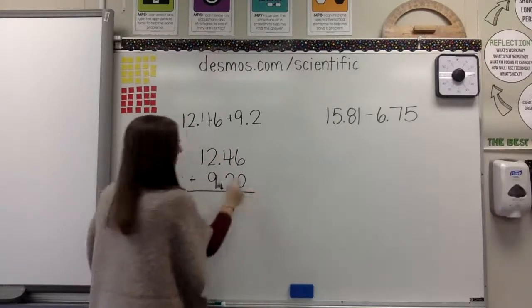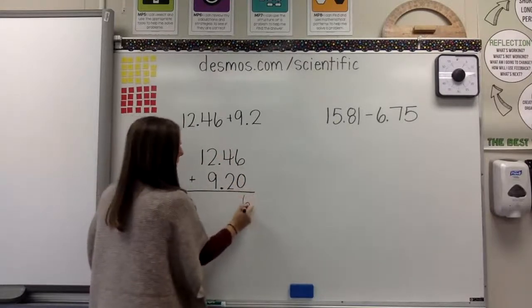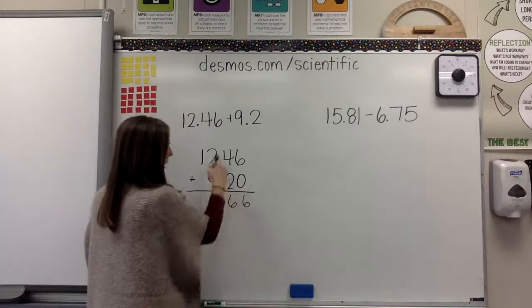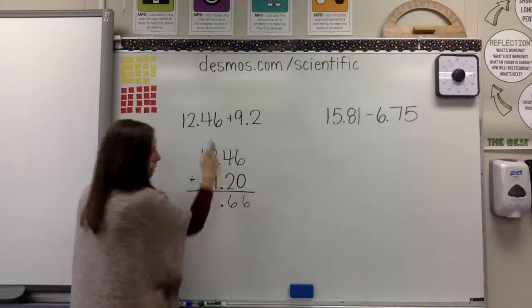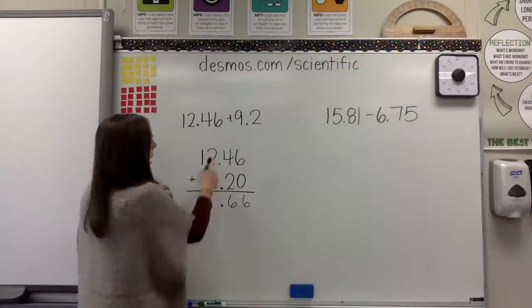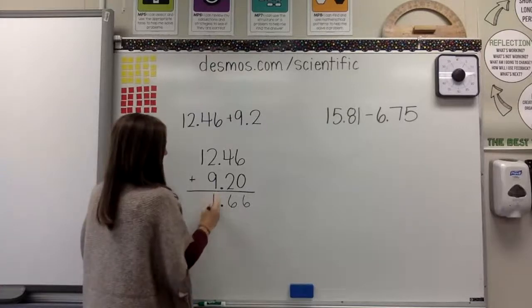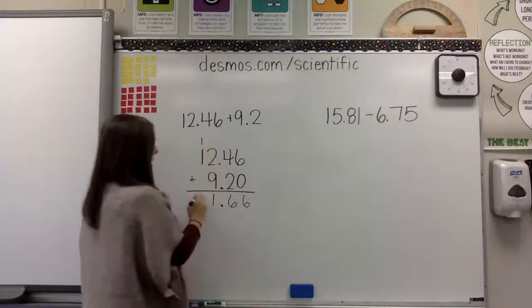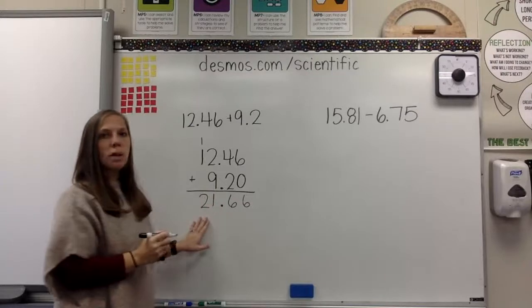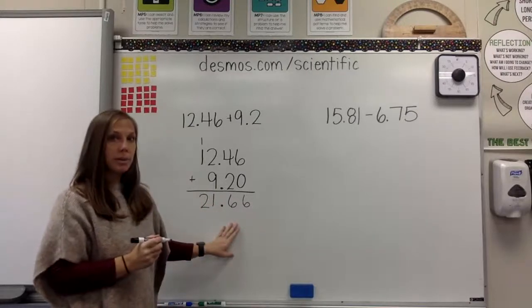And then I'm going to add together. So I've got 6 and 0 is 6, 4 and 2 is 6. I'm going to keep that decimal lined up right there for my answer. 2 plus 9 is 11. I'm going to carry that over. My answer is 21 and 66 hundredths.